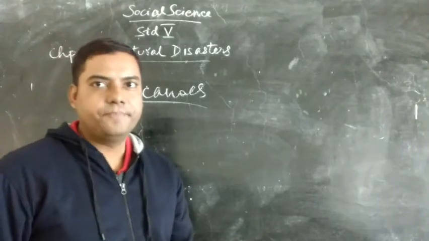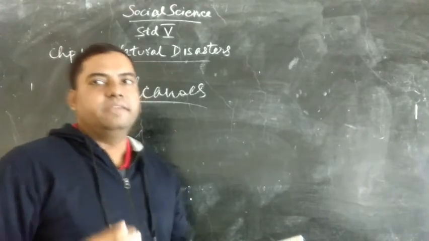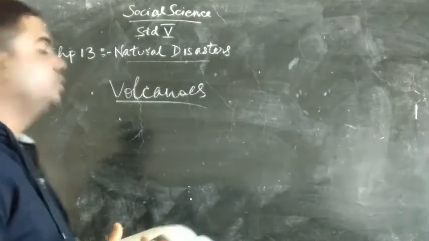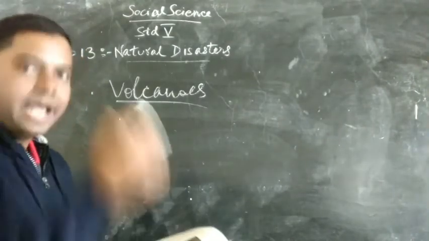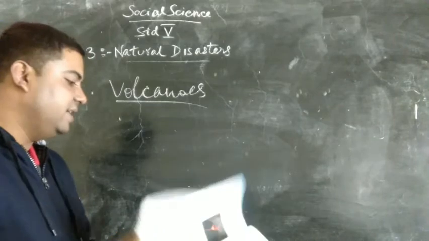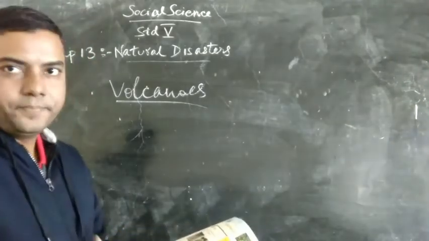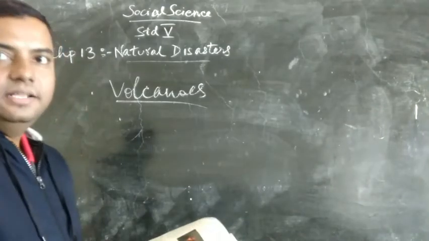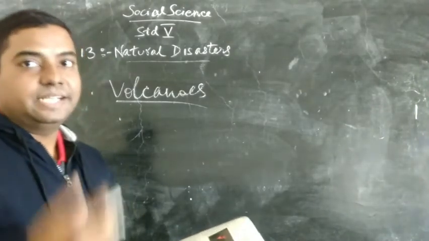My name is Francis and today, my dear children, we will be moving ahead with chapter number 13 of Social Science for Standard 5. And in our last class, we had finished till earthquake. So today we move ahead and we'll understand the second type of natural disaster, that is volcanoes.